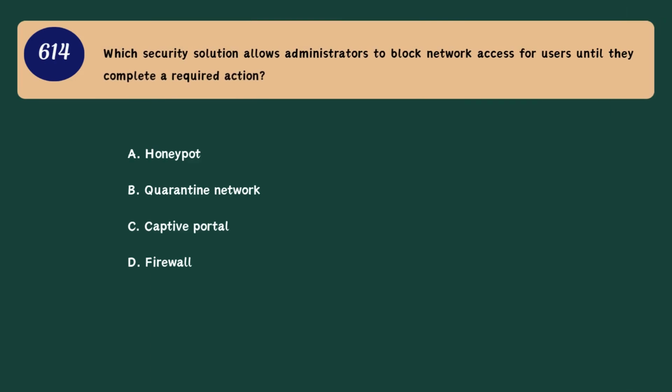Question 6-14. Which security solution allows administrators to block network access for users until they complete a required action? A. Honeypot. B. Quarantine network. C. Captive portal. D. Firewall.